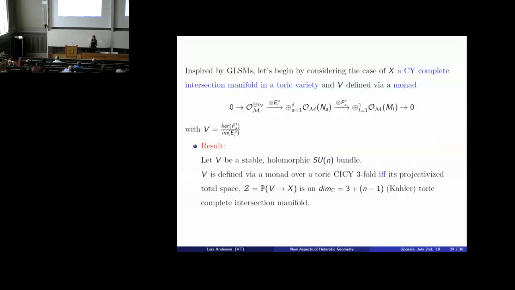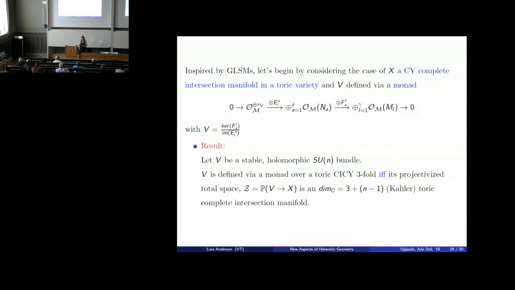A simple result that we were able to prove is that in this case, the projectivized total space of the bundle takes a very simple form. If V is a stable holomorphic SU(N) bundle over such a base Calabi-Yau manifold, and defined by a monad sequence of this form, then this description will hold if and only if its projectivized total space of this dimension, where N is the rank of my bundle here, is a Kähler toric complete intersection manifold. So the toric structure that was innate in GLSMs is actually getting preserved as you combine fiber and base together into one complete manifold.